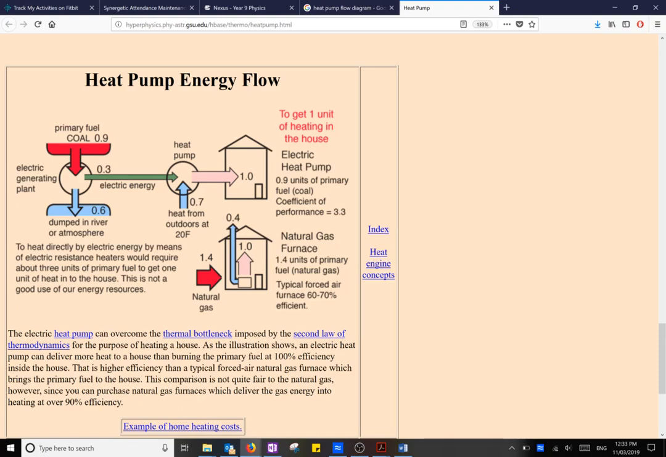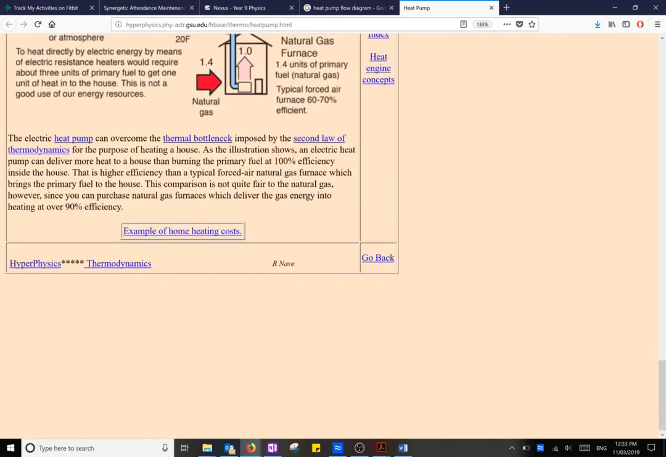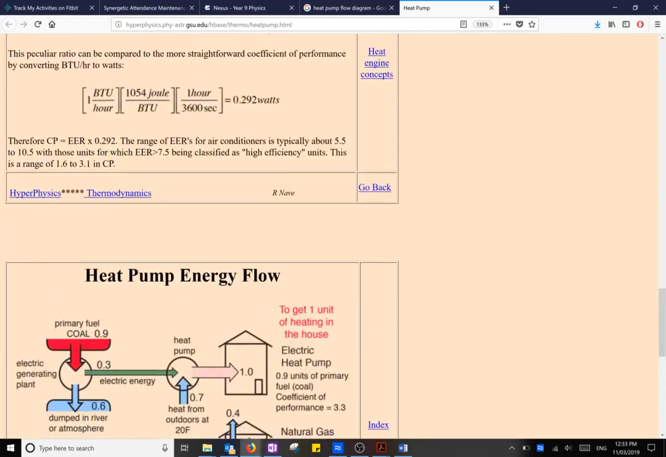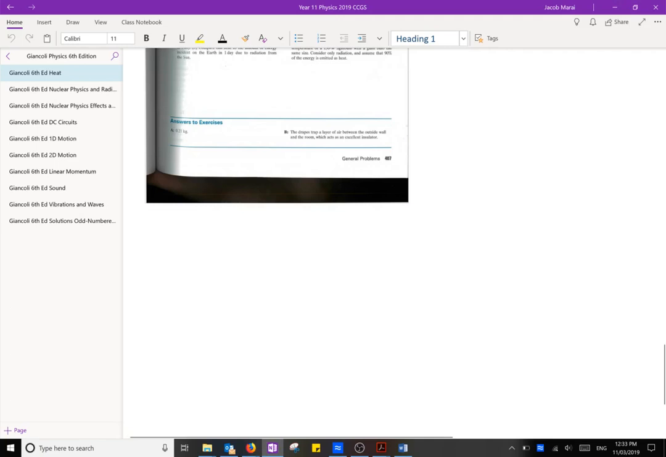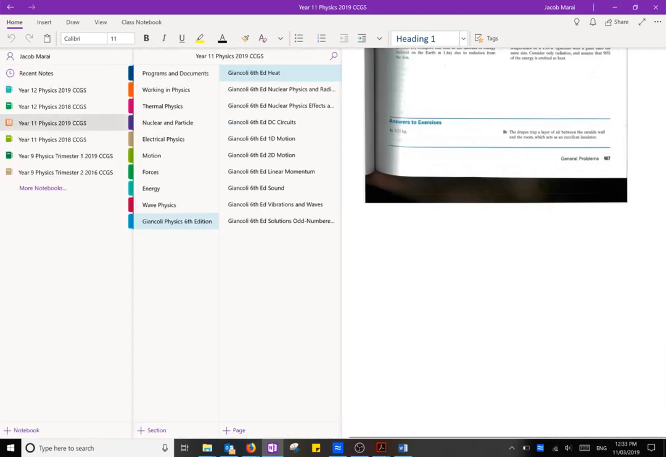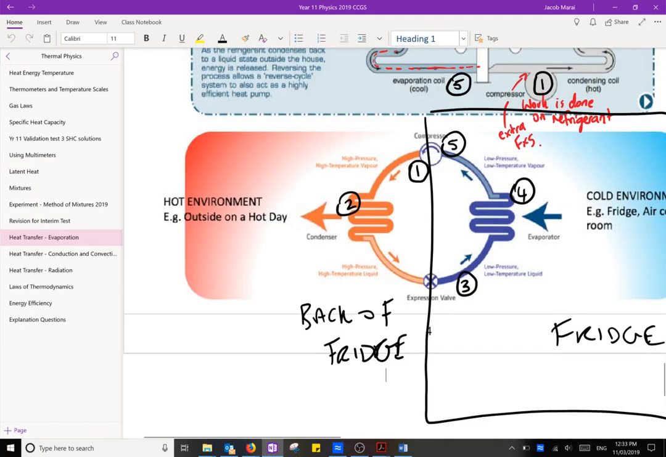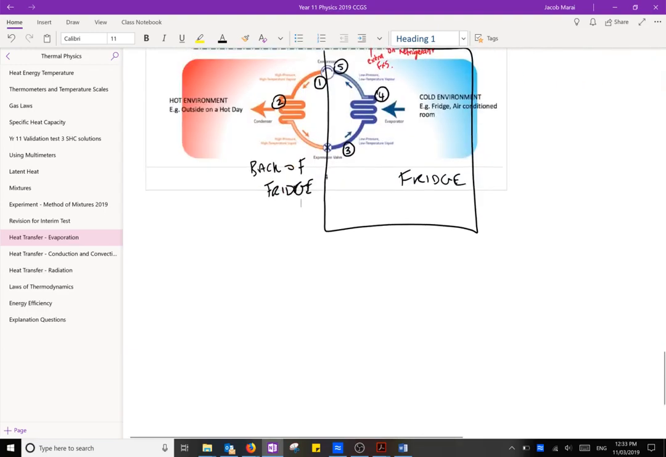We'll look at, I've got some diagrams of heat pumps on a document that I should have put in our booklet, but it's not present, so I apologise. Let's go back to our booklets. All right.